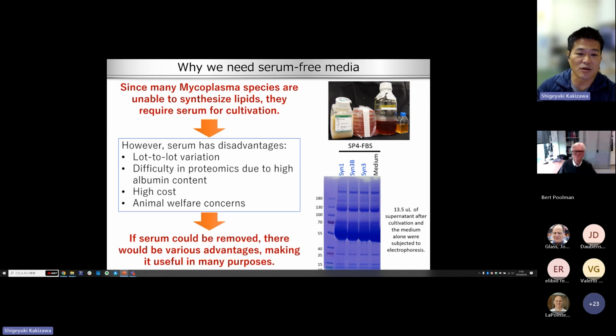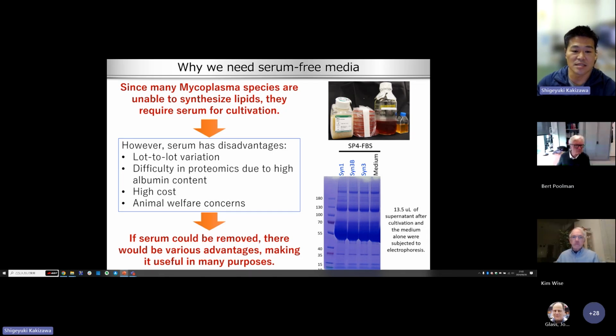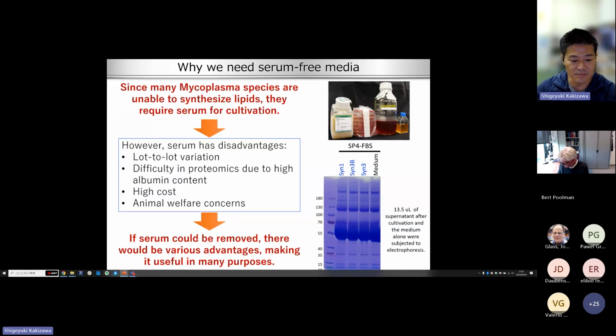Since many mycoplasma species are unable to synthesize lipids, they require serum for cultivation. However, serum has some disadvantages. For example, lot-to-lot variation, difficulty in proteomics due to high albumin content, as seen in the SDS-PAGE of media, the high cost, and animal welfare concerns. So if serum could be removed from media, there would be various advantages, making it useful for many purposes.